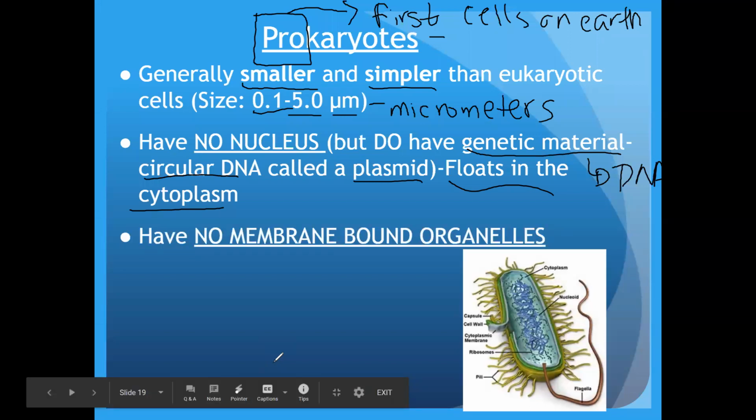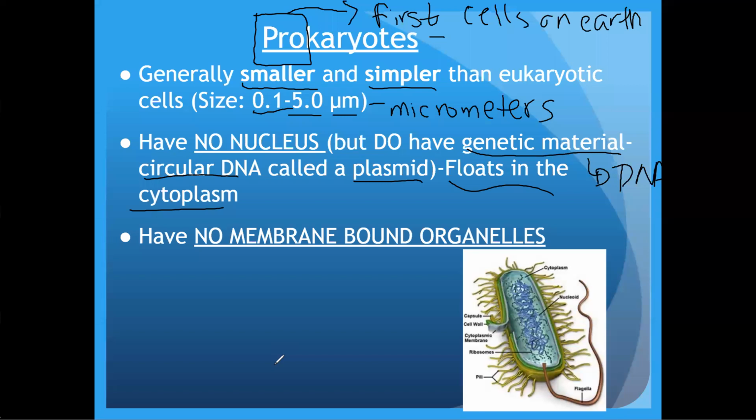Prokaryotes have no membrane-bound organelles. I like to call these MBOs, membrane-bound organelles. Prokaryotes, those small, simple first cells on Earth, have no membrane-bound organelles. So they don't have any special organs inside that are covered by extra layers.